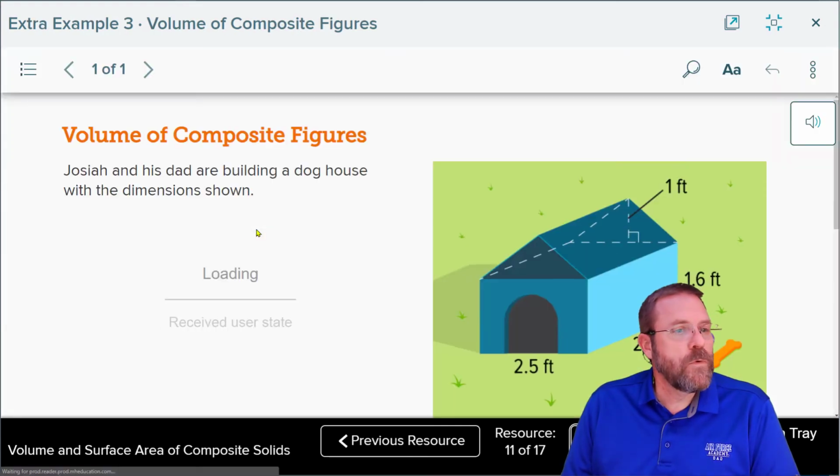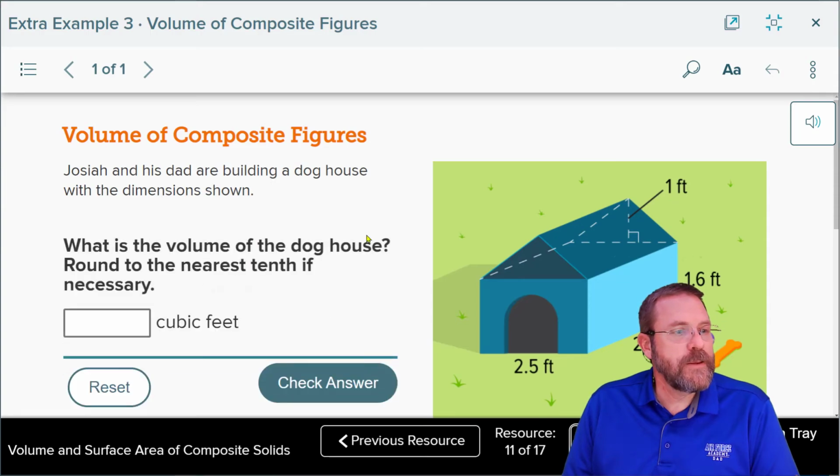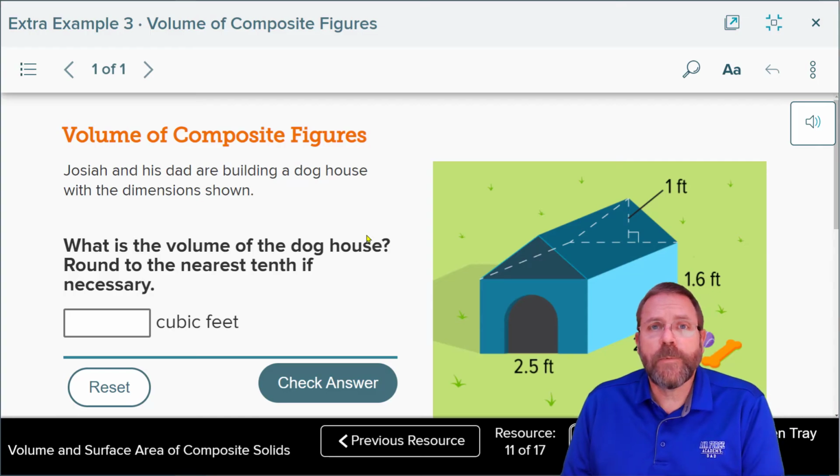Now you get one more extra example to do in this video, and then we're going to stop it and go on to video number 3 where we're going to do surface area. But let's not get ahead of ourselves. Go ahead and work on this part right now, please.